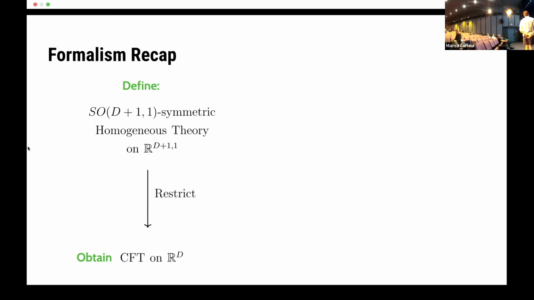So just to recap the formalism, and there's 7 minutes left, and then we'll see where we go from there. We have an SO(D+1,1) symmetric homogeneous theory on R^(D+1,1). The idea is, this is just some list of features. Maybe you're not familiar with all of the features, but if I can engineer this theory and push it down, I can get a conformal field theory on R^D that can potentially describe some phase transition.